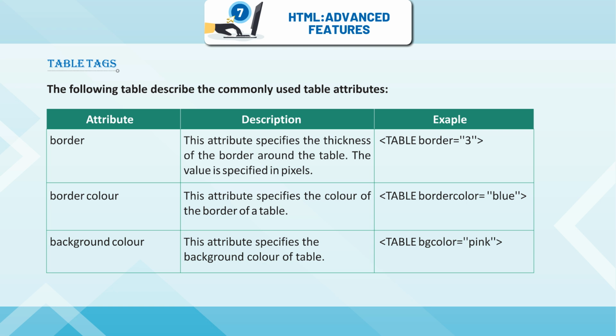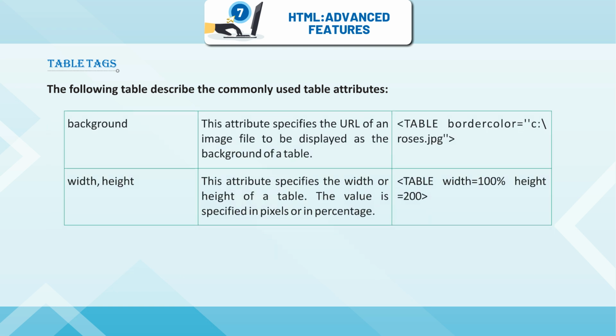Background color. This attribute specifies the background color of table. Open table tag, bgcolor equals "pink" in double quote. Background attribute. This attribute specifies the URL of an image file to be displayed as the background of a table. Open table tag, background equals "c:/roses.jpg" in double quotes.